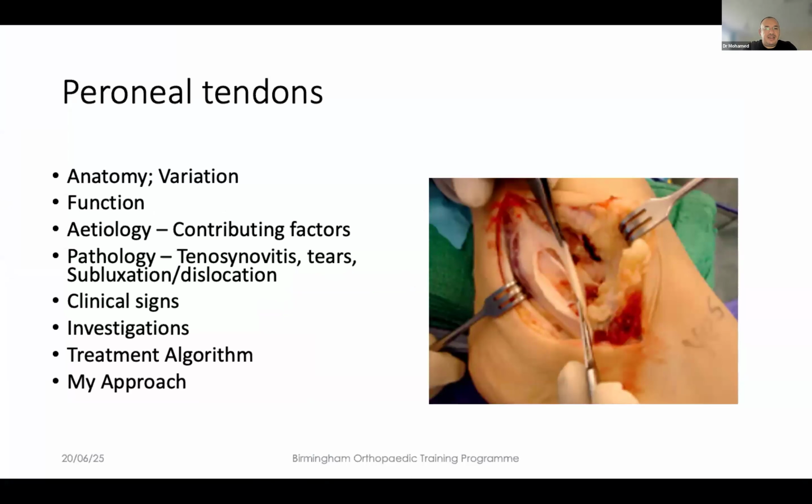So speaking about the peroneal tendons, we will follow these points when discussing the pathology today. We'll speak about anatomy, variations related to peroneal tendon pathology, function of peroneal tendons, what's the etiology, what contributes to peroneal tendon pathology, and what types of pathology we see. We will focus on tenosynovitis, tears, subluxation, and dislocation. We'll speak about the clinical signs, investigation, and treatment algorithm, and I will show you my approach to peroneal tendon pathology treatment.